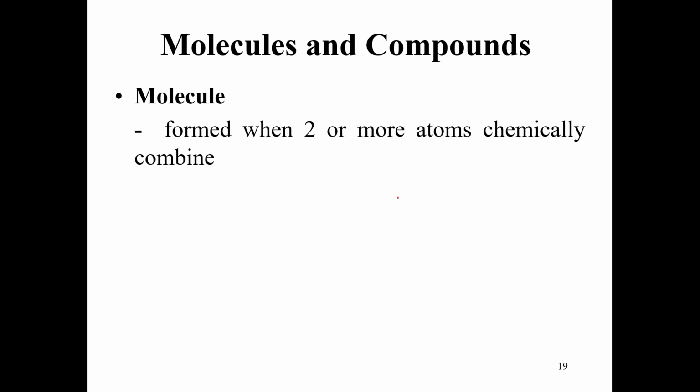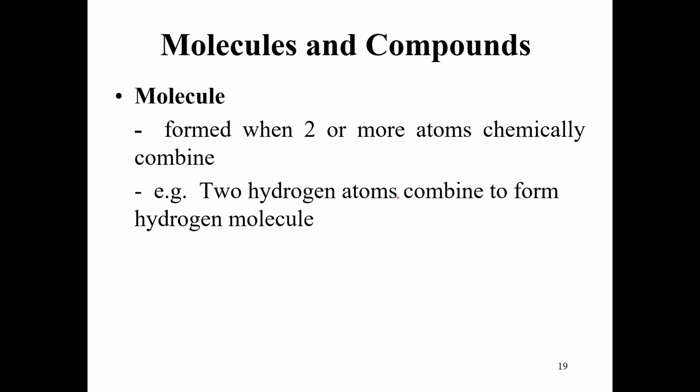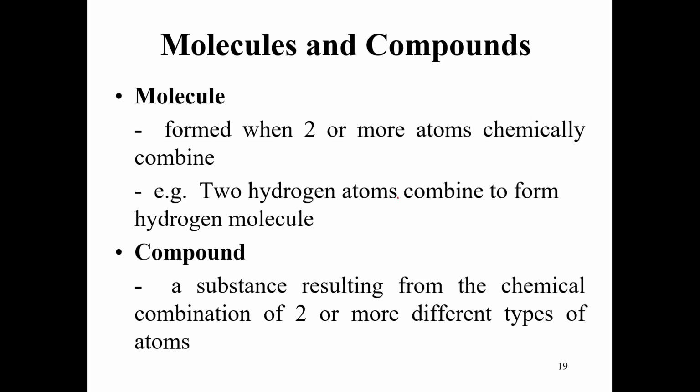Next, we have molecules and compounds. A molecule is formed when two or more atoms are chemically combined. They do not need to be the same, just two or more atoms in one structure; that is a molecule. A compound, on the other hand, is two or more different types of atoms. So a molecule can be H2, while a compound should be different atoms, like CO2.